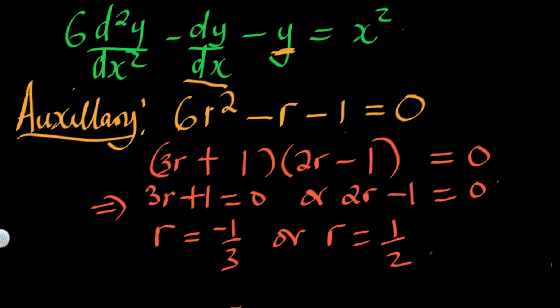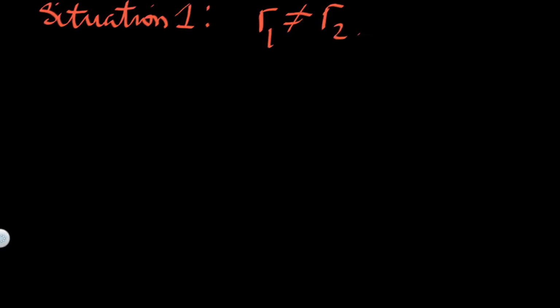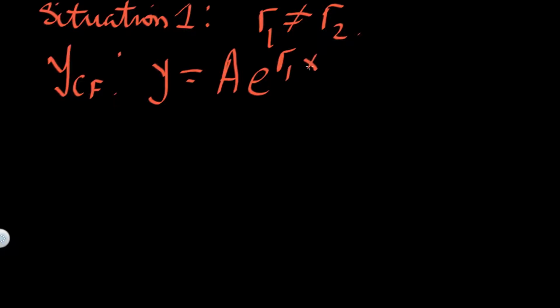It depends on your syllabus. Sometimes you're actually given these situations on your formula sheet, and how you write your complementary function. So I'm going to write the 3 situations and how you deal with them. Situation 1, we have r1 not equal to r2, which is our case. If you have that, our complementary function y_CF will be y equals a e to the power r1 x plus b e to the power r2 x. This is the complementary function if your r1 and r2 are real numbers that are not equal, like in our case.